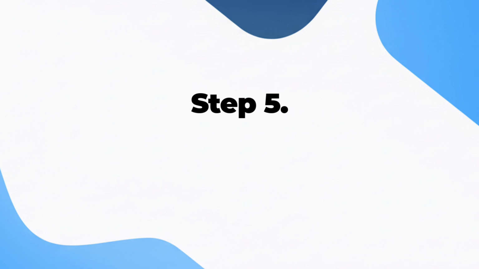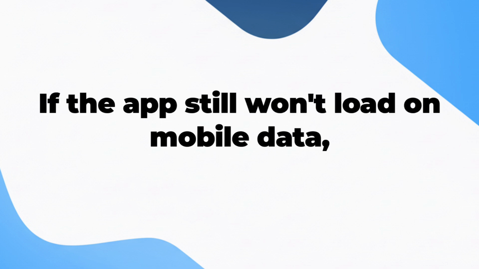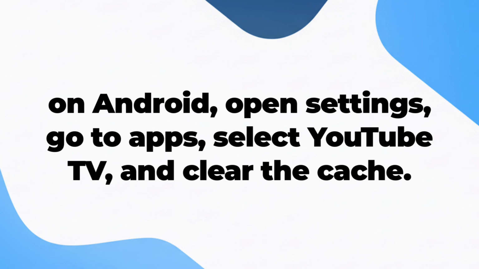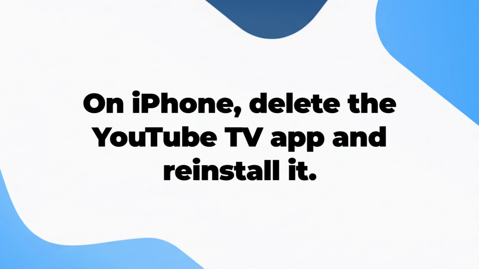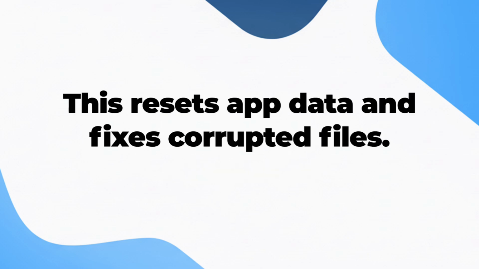Step 5. Clear the app cache if the app still won't load on mobile data. On Android, open Settings, go to Apps, select YouTube TV, and clear the cache. On iPhone, delete the YouTube TV app and reinstall it. This resets app data and fixes corrupted files.